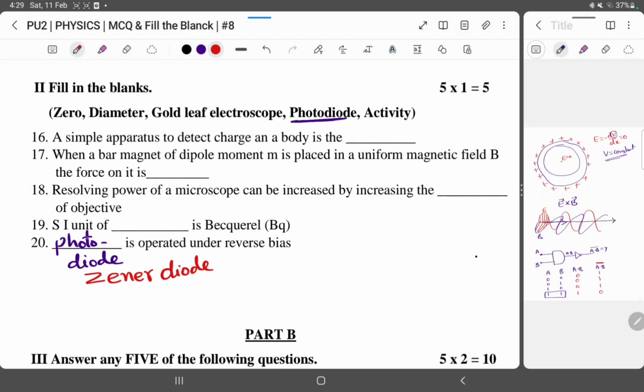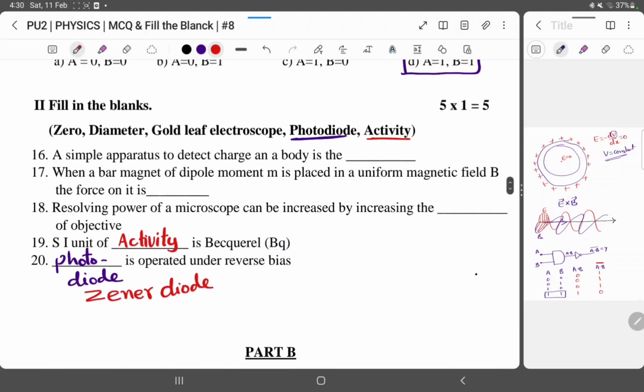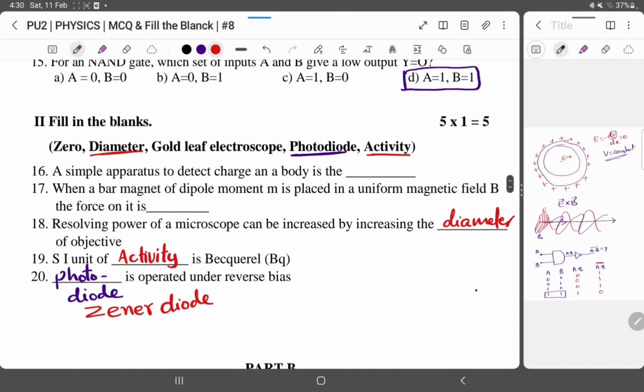Next, the SI unit of dash is becquerel. It is the activity. Let me write here activity. Next, resolving power of microscope can be increased by increasing the, what is that? Diameter of objective. Diameter. Next, when a bar magnet of dipole moment M is placed in uniform magnetic field, the net force acting on it will be 0. The net force acting on an electric dipole placed in uniform electric field and a magnetic dipole placed in uniform magnetic field, for both of them is 0.